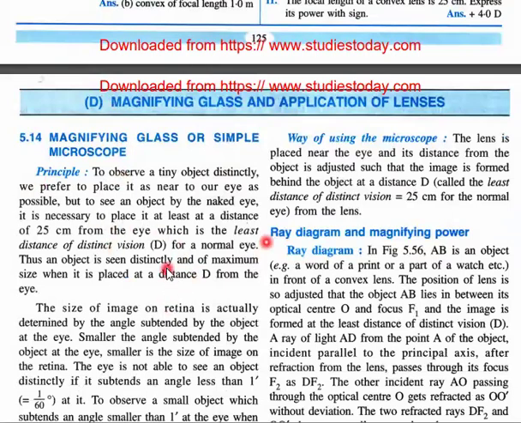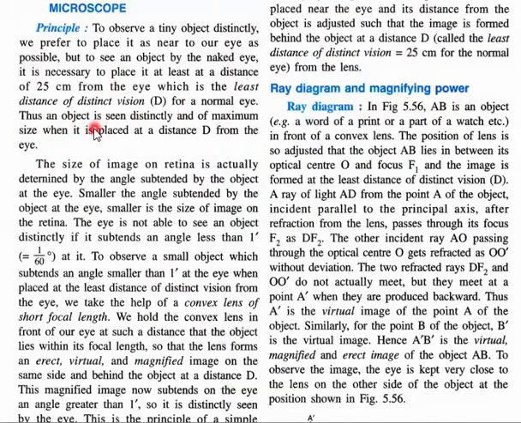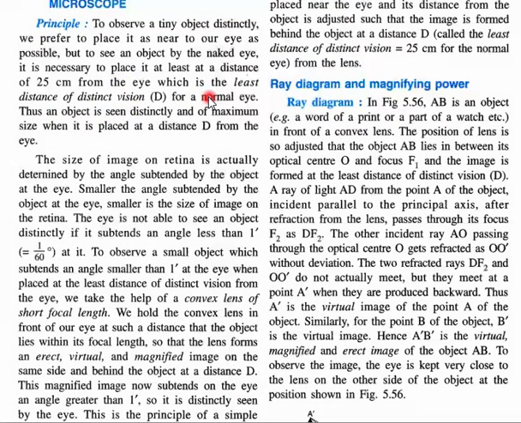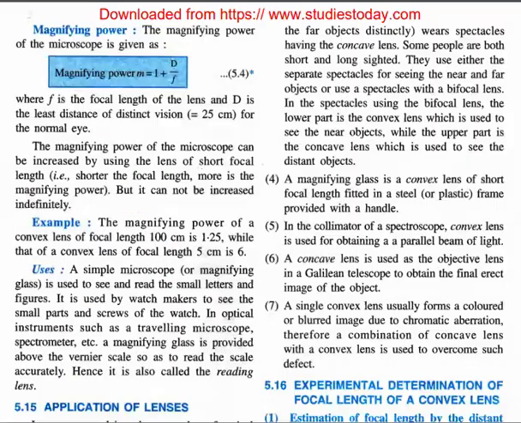Okay, the first paragraph, and the formula is very very important. Again, as always, just highlight it. Magnifying power m equals 1 plus D divided by f, the focal length. Magnifying power m equals 1 plus D by f. That's how you get the magnifying power of a lens.